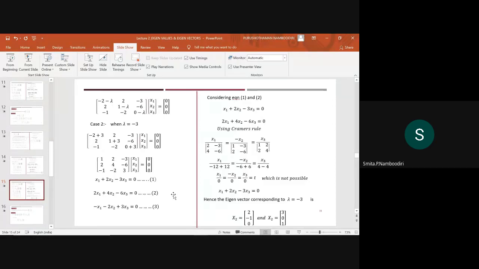Now if we see equations 1, 2 and 3, are they the same? If we take equations 1, 2 and 3, are all three the same, or is there any difference in the equations? Or which two equations are the same?